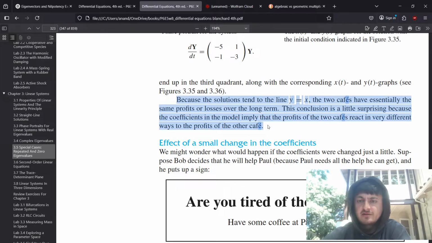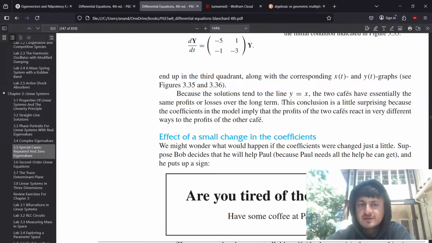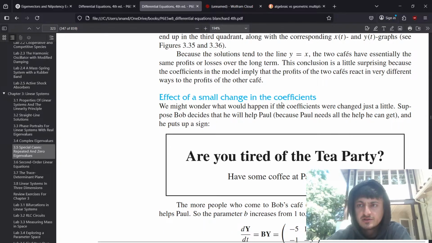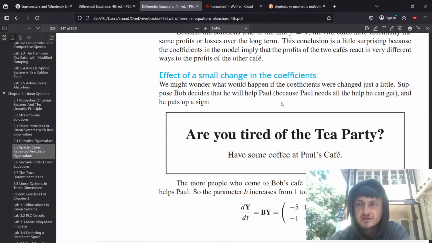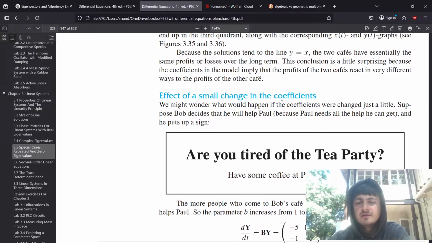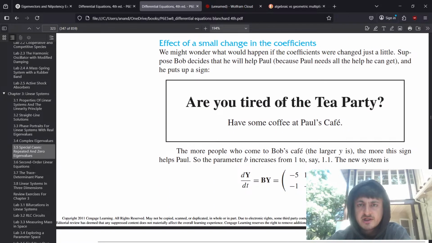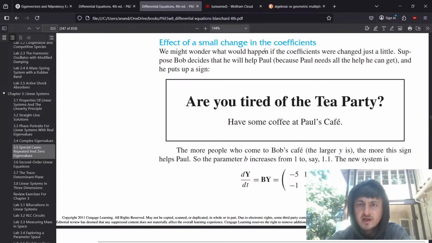Because the solutions tend to the line y equals x, the two cafes have essentially the same profit and loss over the long term. The conclusion is a little surprising because the coefficients of the model imply that the profits of the two cafes react in very different ways. Effect of a small change in the coefficients. We might wonder what would happen if the coefficients were changed just a little.